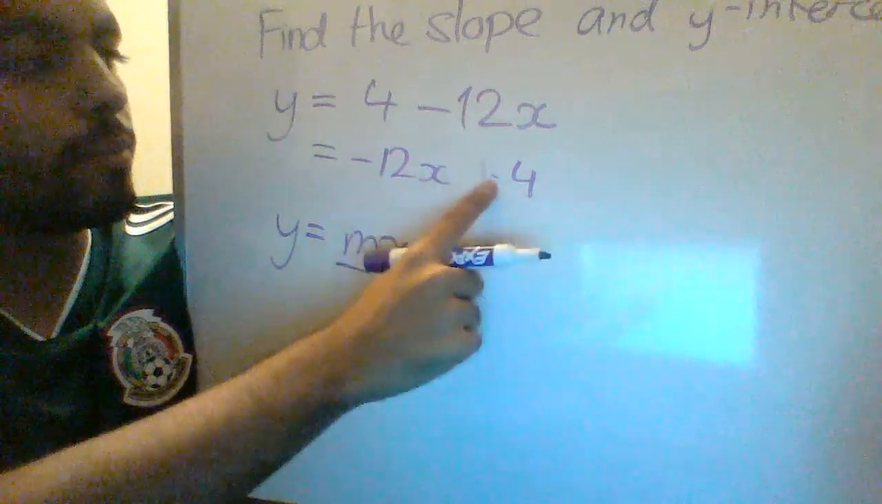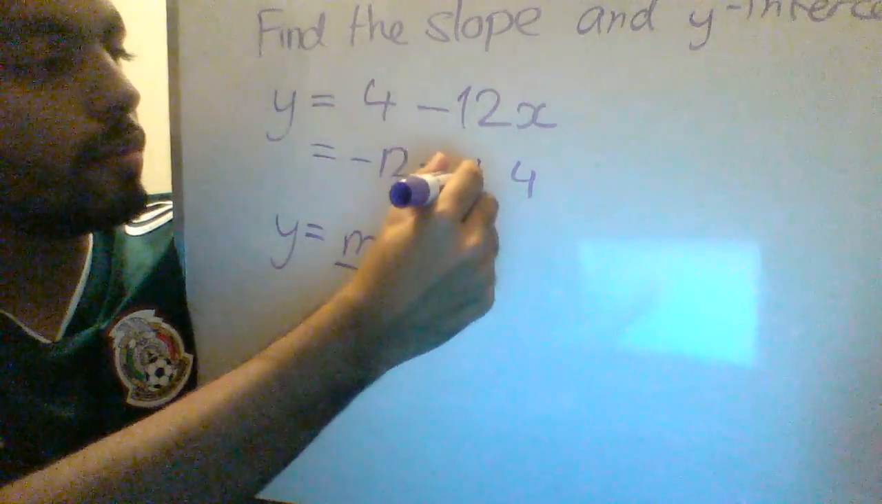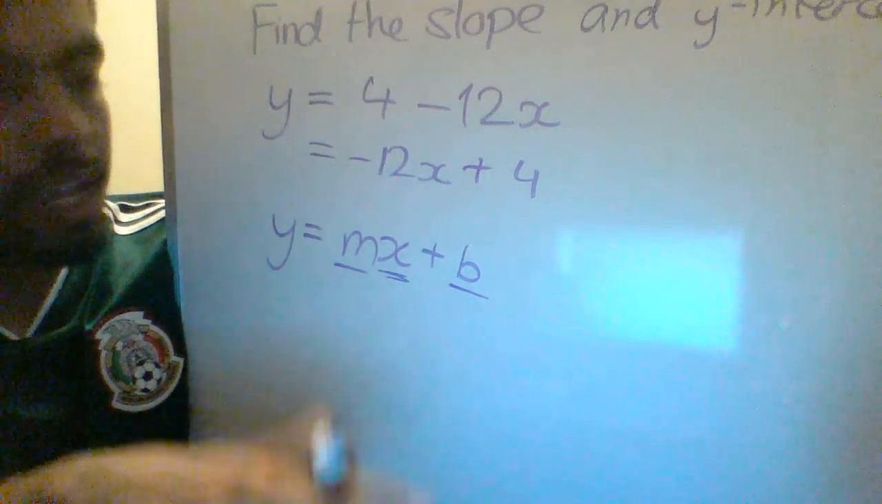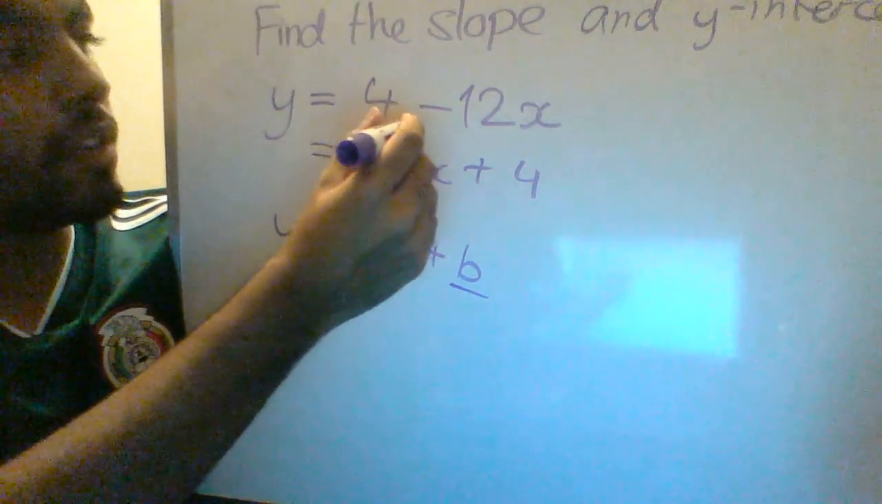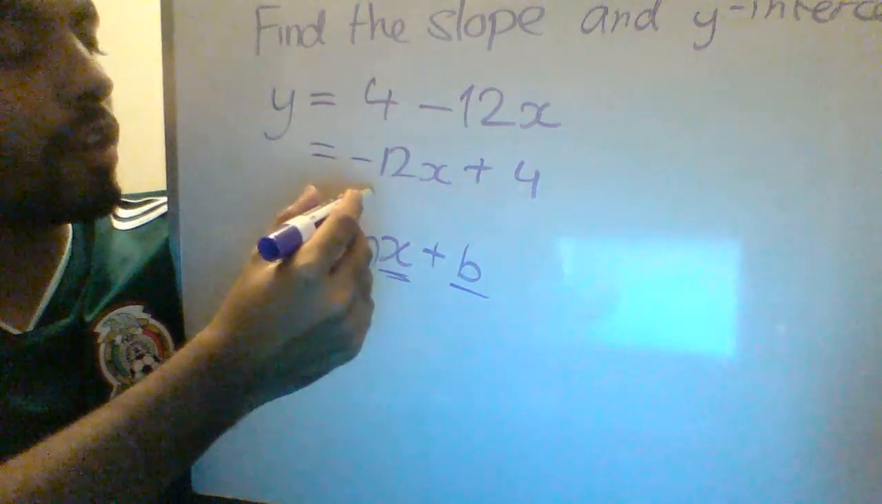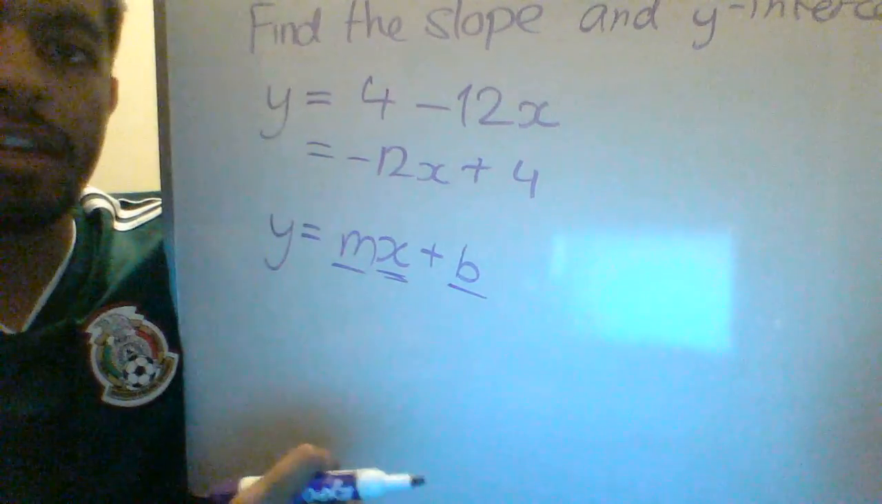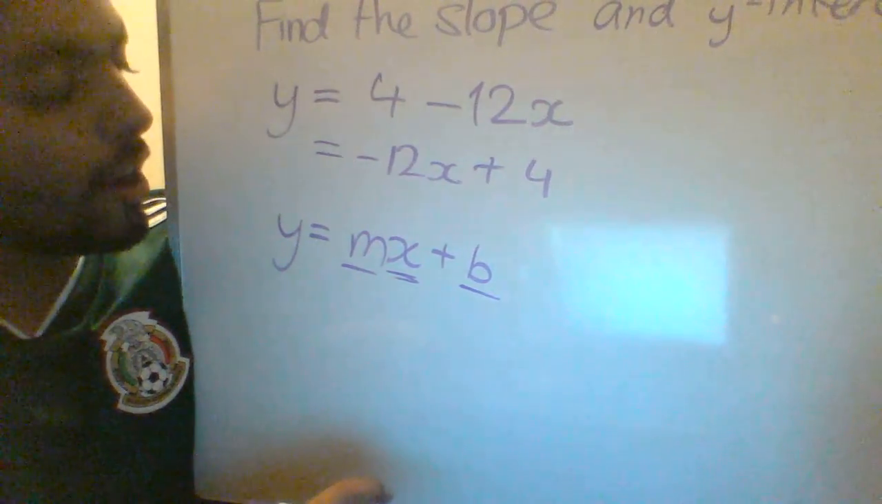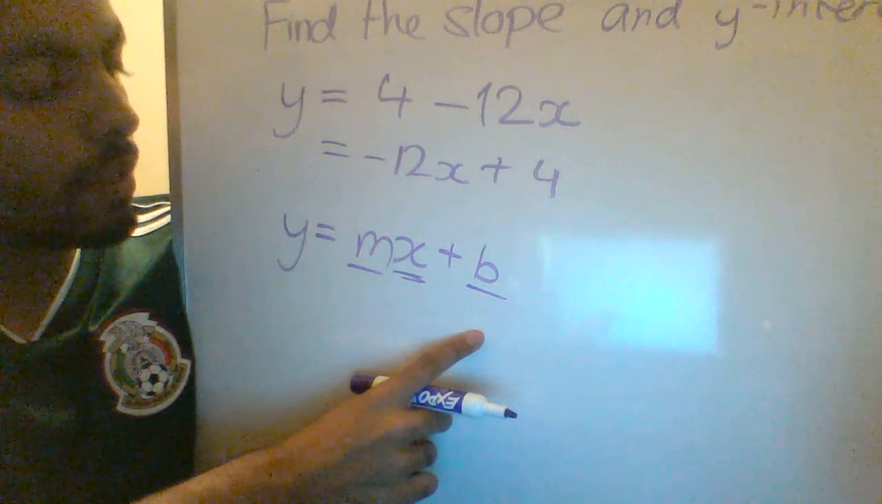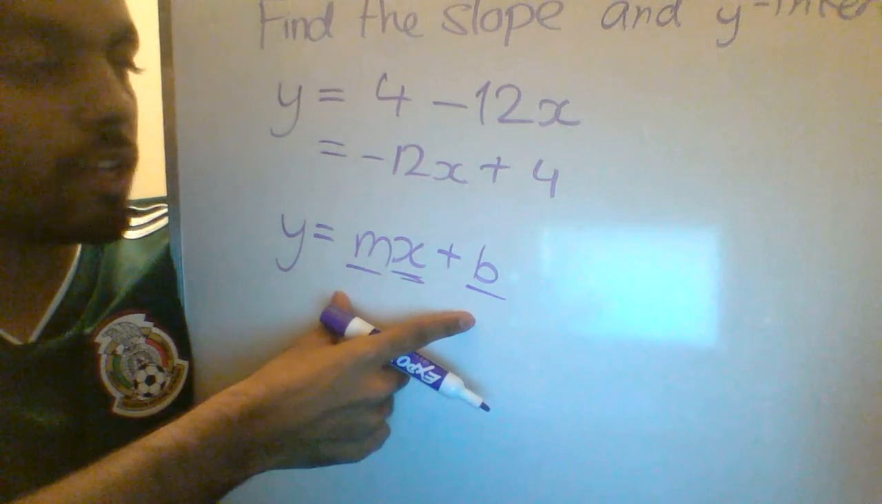I'll give you guys a minute to look at that if you need to. But negative 12x plus 4. The negative sign here needs to stick with the 12, and then you have a plus 4 at the end. Plus 4 because there's no negative sign out in front. And now it's the same form as the standard equation.